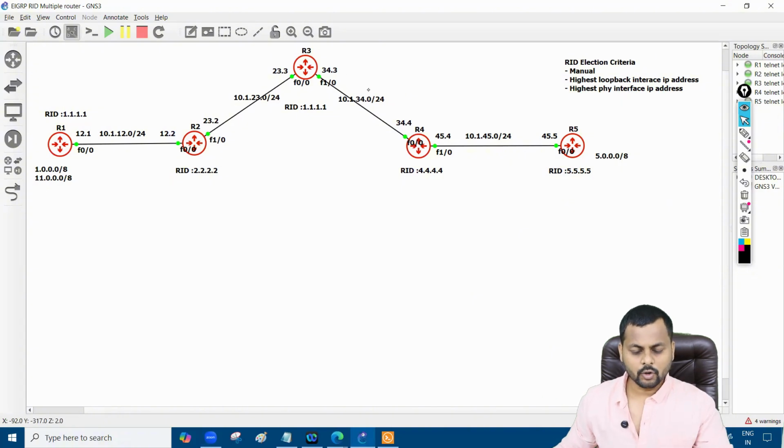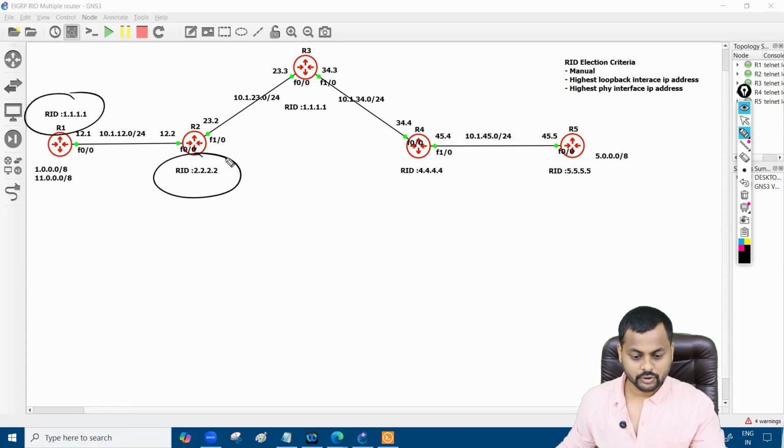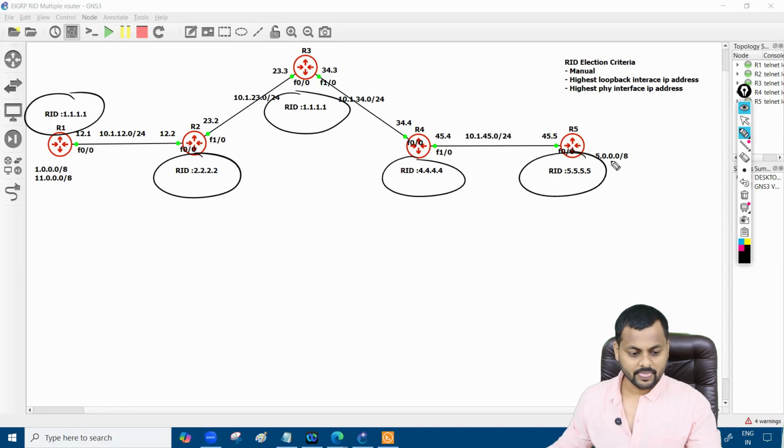So in the EIGRP protocol, what happens? The router ID is used to prevent loops, not only for external routes, but even for internal routes as well. How? Let's say this is the topology we have right now. Router 1 is running with the router ID 1.1.1.1. Router 2 is running with the router ID 2.2.2.2. Router 3 is also running the router ID 1.1.1.1. Router 4 is running the router ID 4.4.4.4, and router 5 is running the router ID 5.5.5.5. On router 1, as you see, I have two loopbacks right now, and router 5 also has one loopback, which is the 5.0.0.0/8 network.